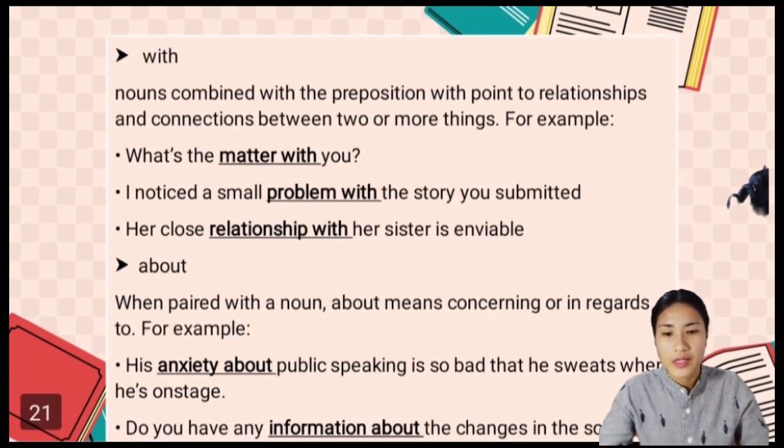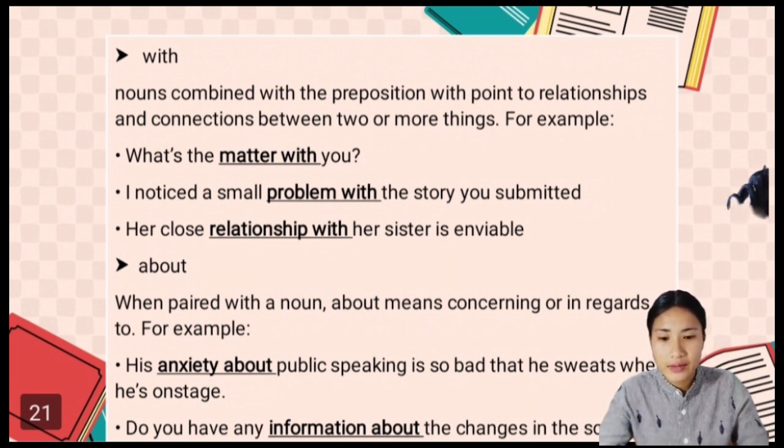Preposition with. Nouns combined with the preposition with point to a relationship and connection between two or more things. Let's look at the examples. What's the matter with you? I noticed a small problem with the story you submitted. And the last one, her close relationship with her sister is enviable. So we can see the preposition with here, from matter with, problem with, and relationship with.